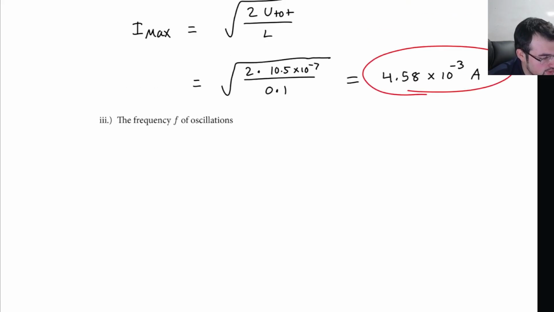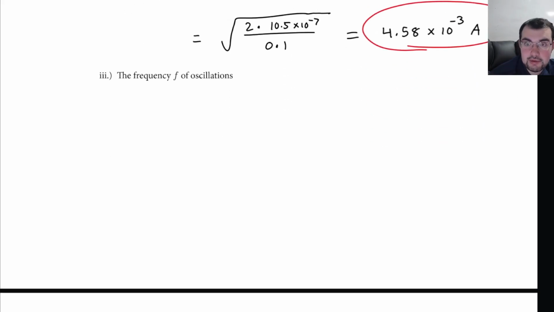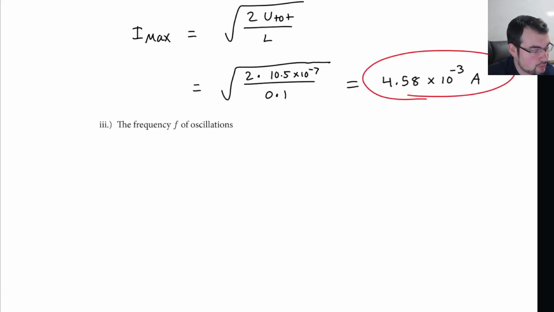And what's the frequency of oscillations? People really confuse frequency and angular frequency. The one we know is omega is 1 over square root LC. So what is that? Well, 1 over square root LC.